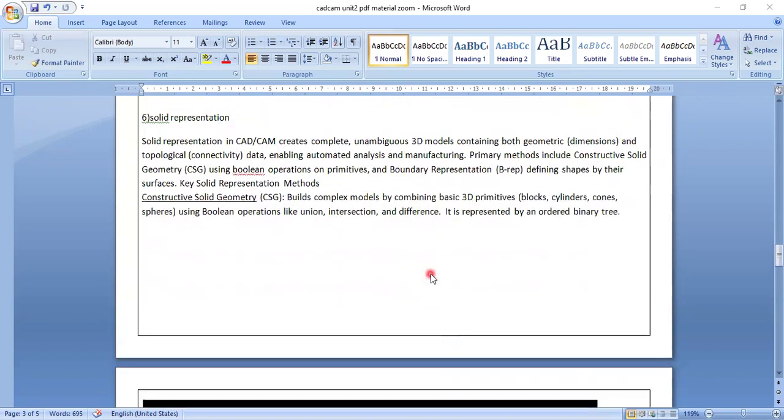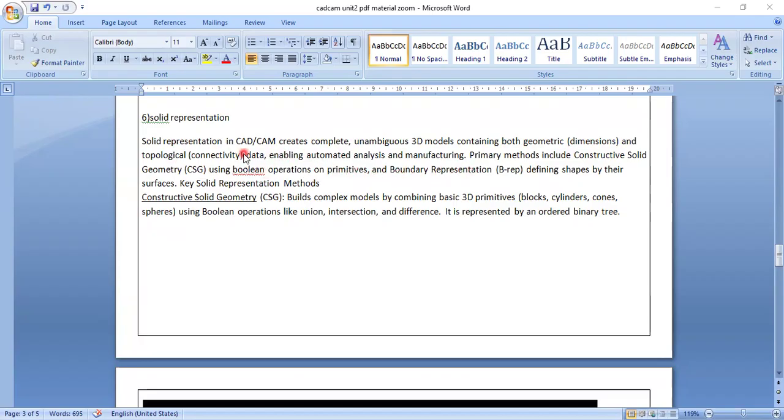Solid representation in CAD/CAM creates a complete, unambiguous model. Unambiguous means you don't get confused; it gives complete information. The 3D model contains both geometric dimensions and topology data, enabling automated analysis and manufacturing.